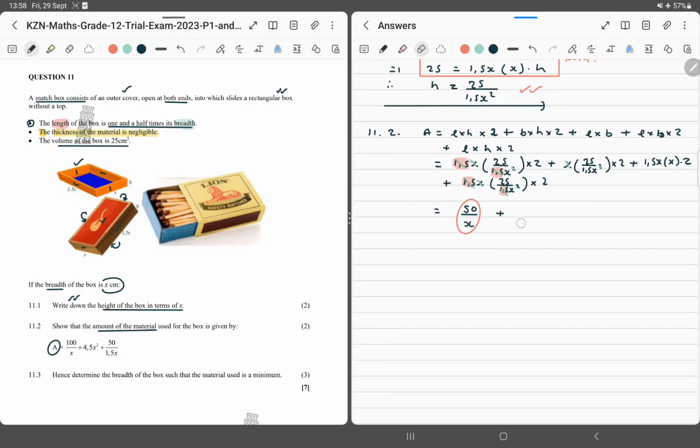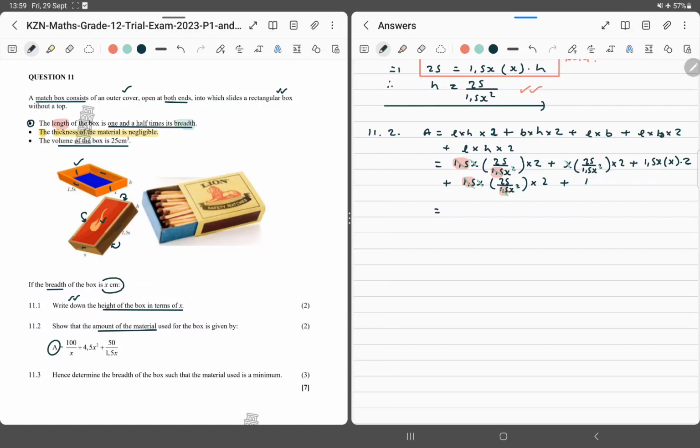There's something missing here, because I've got 5 areas: 1, 2, 3, 4, 5, and then here I've got 1, 2, 3, 4. So what is missing here? Plus, let's see, length times height, there it is, times 2. Breadth times height times 2, yes. Length times breadth, that is the one that's missing.